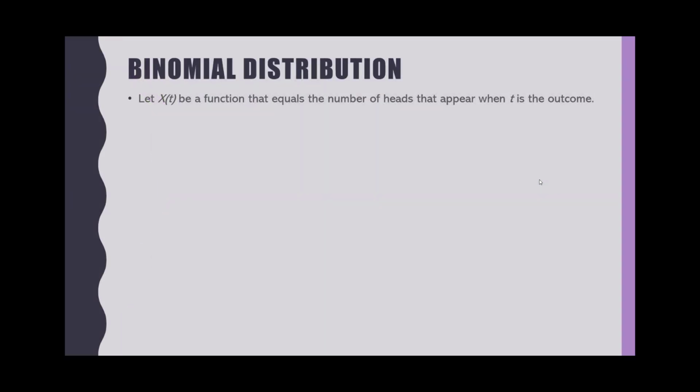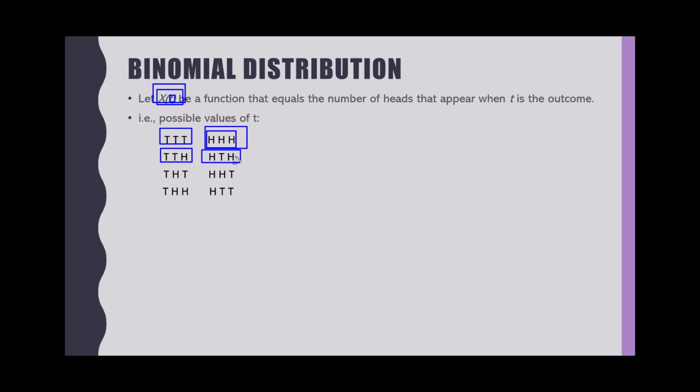Here is this idea of a random variable. Well, I told you that's neither random nor variable. It's just a function. So let X of t be a function that equals the number of heads that appear when t is the outcome. For example, we're doing 3 flips here, I forgot to mention that. What I'm saying is that this t right here is going to be one of these possible values. And this function will calculate the number of heads that occur. So if I pass in this value here, this function will spit out the number 3. If I pass in this value here, that function spits out the number 2. Okay, that's all that this is doing.